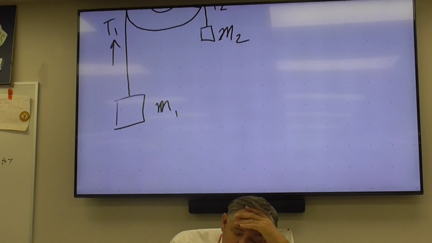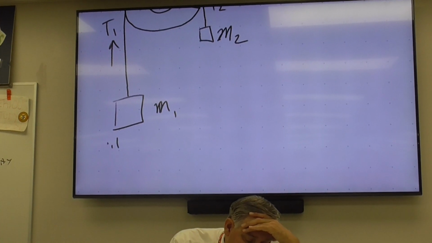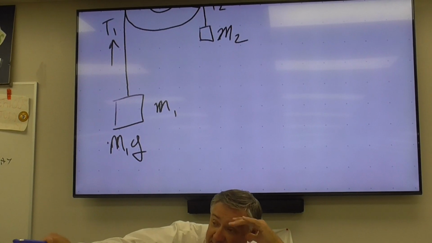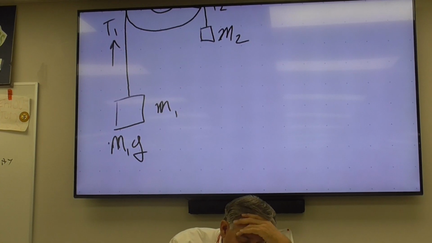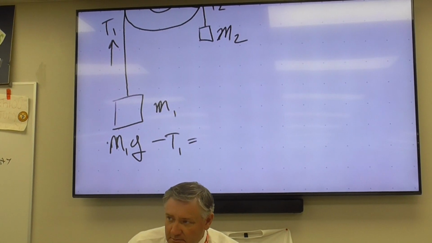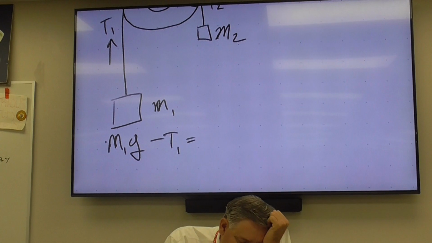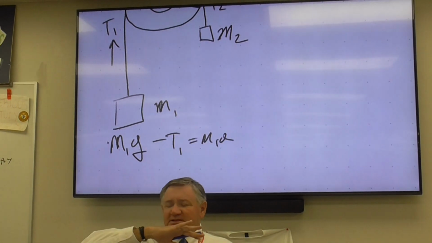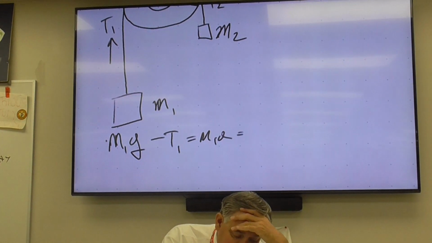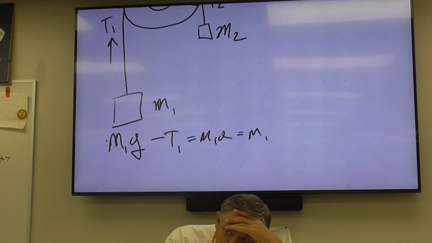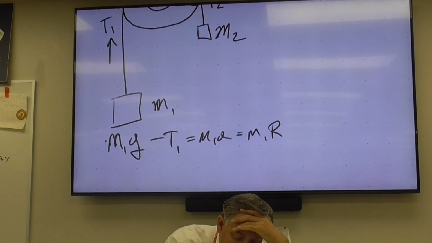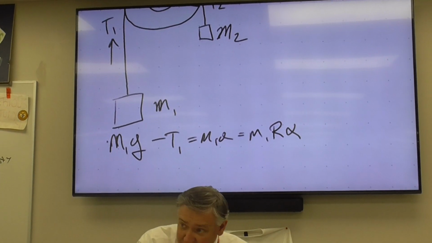If the tension's bigger, it goes up. M1G, which is going to be the bigger number, and no, we're not making any of this negative, minus tension 1, will equal your net force, which is going to be M1A. But none of this has to do with linear stuff, it's all angular. So how are you going to rewrite this? M1 times, or A equals R alpha. I can't believe I got that right. And I'm going to use R, not 2R.